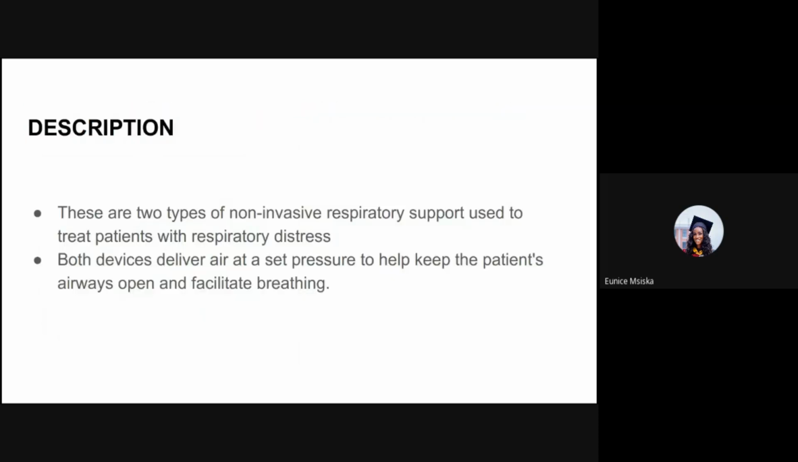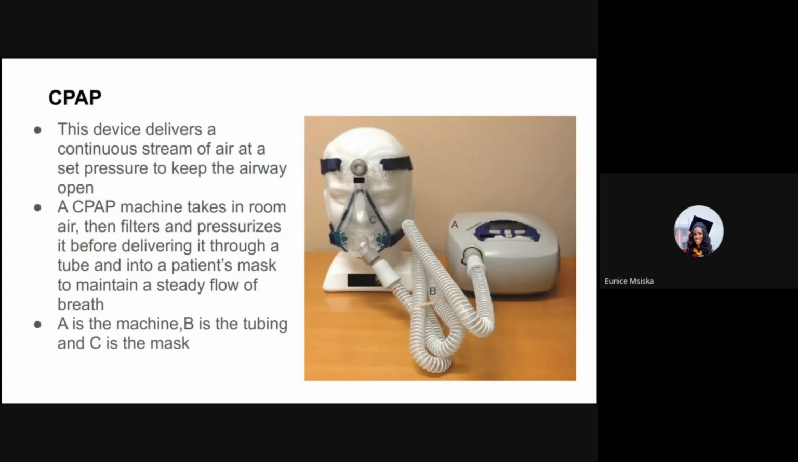So these are two types of non-invasive respiratory support used to treat patients with respiratory distress. And both devices deliver air at a set pressure to help keep the patient's airways open and facilitate breathing. So now I'm going to talk about the CPAP. So this device delivers a continuous stream of air at a set pressure to keep the airway open.